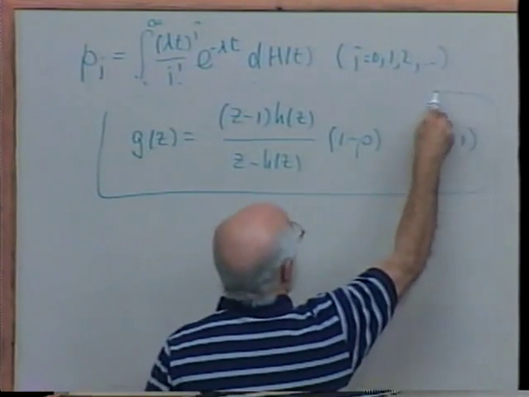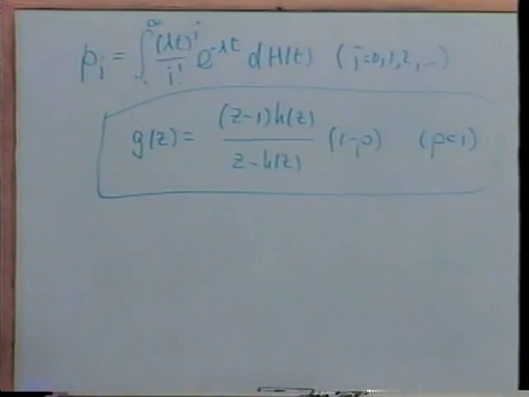Now, this is one of the key results. This is actually also sometimes called the Pollaczek-Khinchine formula. There are various formulas relating to M/G/1 that are called Pollaczek-Khinchine formulas.